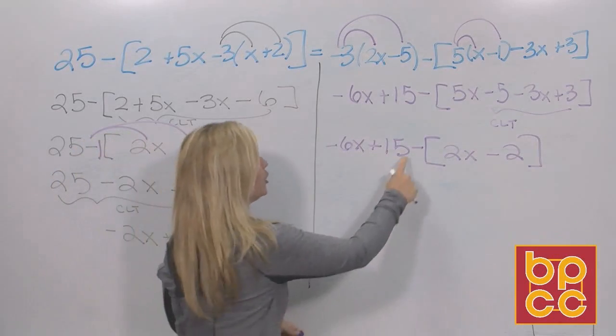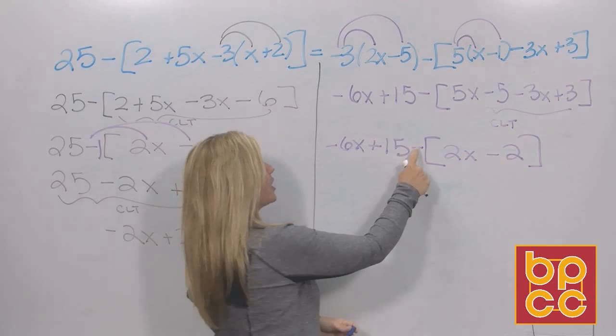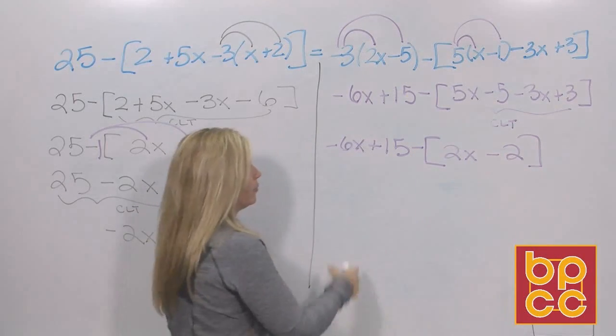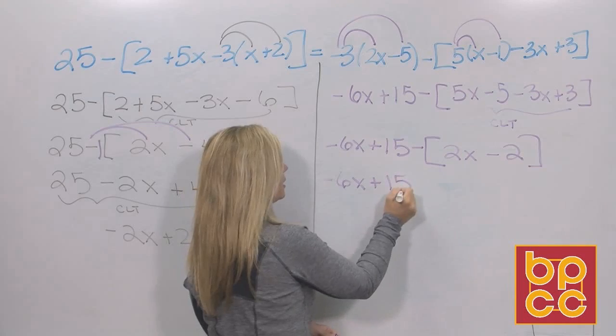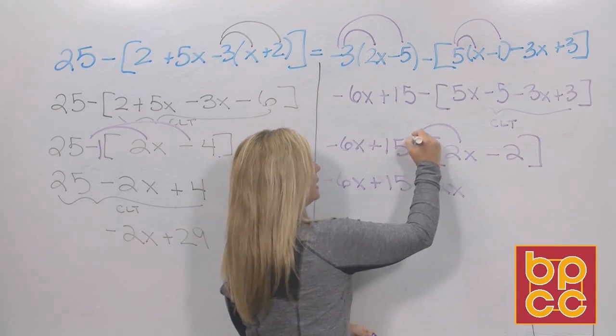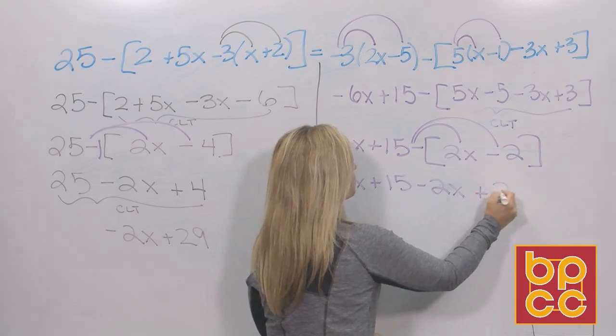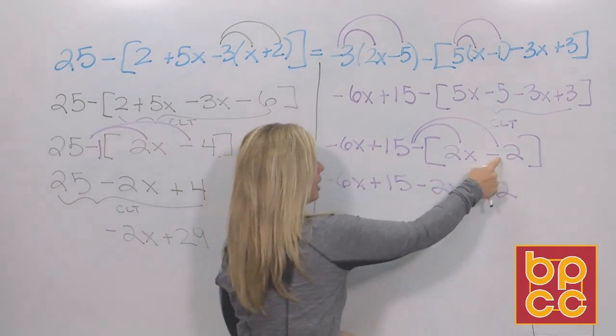You could think of this as subtract, which means change the signs behind it, or you can think of this as distributing a negative 1. What's in front's going to stay, negative 6x plus 15. But negative 1 times 2x is negative 2x. Negative 1 times negative 2 is positive 2. And that's what I did. I changed the sign. I changed the sign.